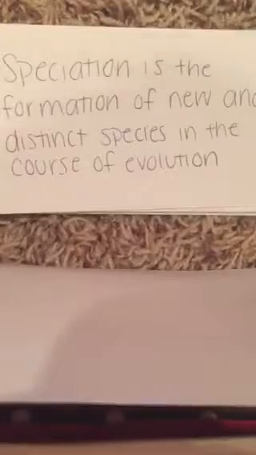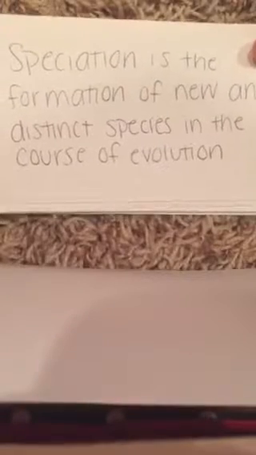Speciation. Any underlined words in yellow are important to this chapter in this unit, so just take note of that. What is speciation? Speciation is the formation of new and distinct species in the course of evolution.